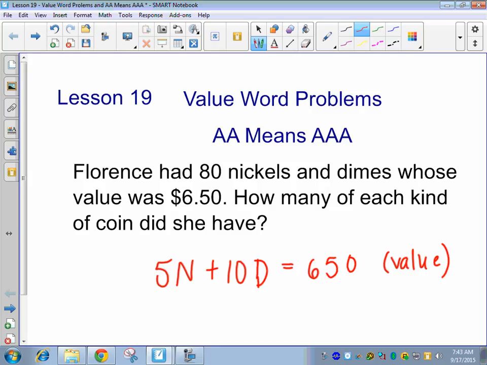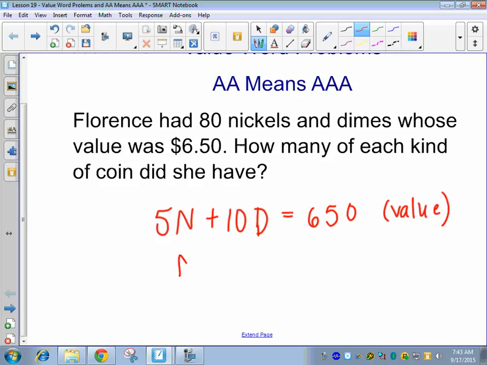So raise your hand if you remember how to do that formula. Bailey? Good. N plus D equals 80. That's just the total number of coins. You don't have to write that down. I'm just writing that for you, okay? Substitution or elimination, they're both pretty easy.